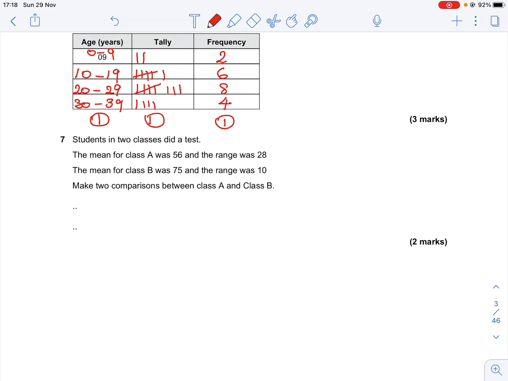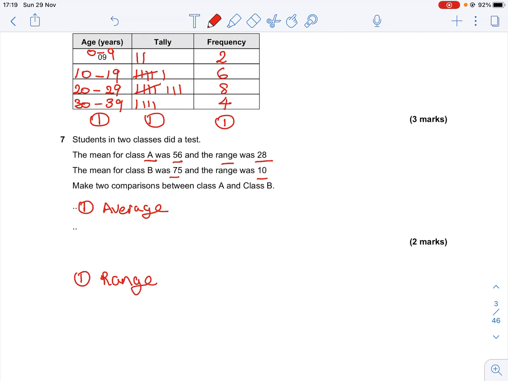Okay, this question is making comparison. Students in 2 classes did a test. The mean for class A was 56 and the range was 28. The mean for class B is 75 and the range was 10. Remember what we talked about when making comparison. We need to write 1 sentence about average and 1 sentence about range.